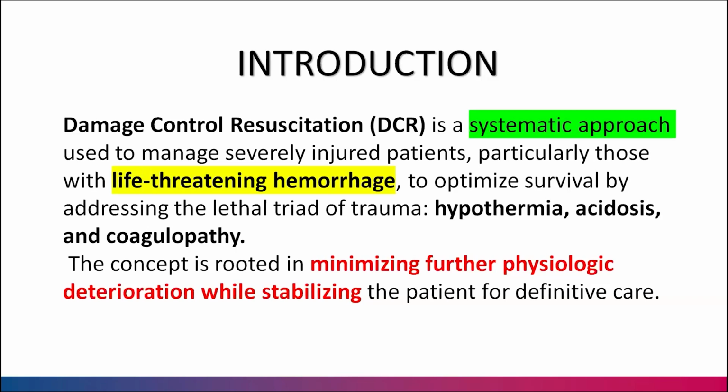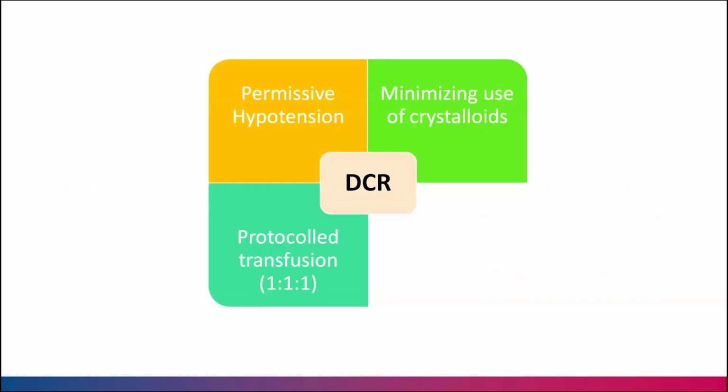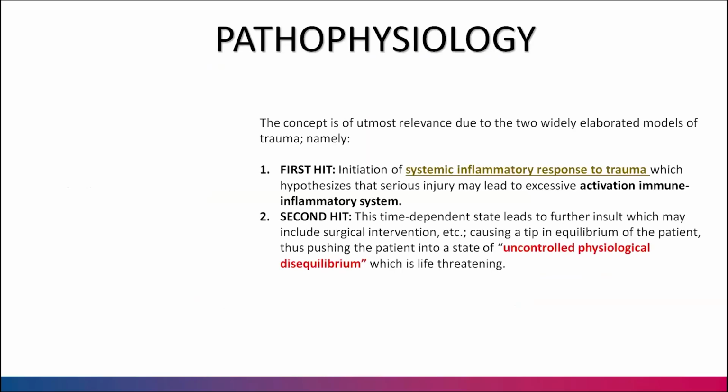Okay, you're looking at addressing the most life threatening hemorrhage at the earliest, try to prevent the lethal triad of death, stabilize the vitals, and then take the patient for a definitive care. Okay, so it's a stepwise approach. So, what does DCR encompass? It has permissive hypotension, minimizing the use of crystalloids, a protocolized transfusion, and hemostatic resuscitation. Okay, this is what we look in damage control resuscitation.